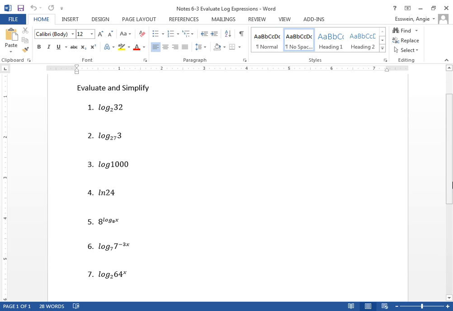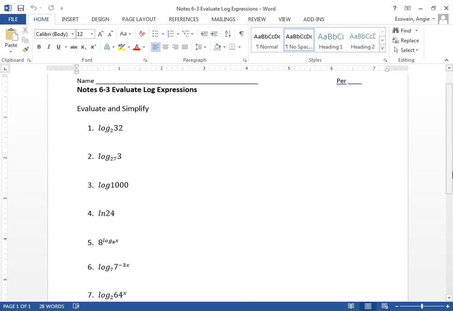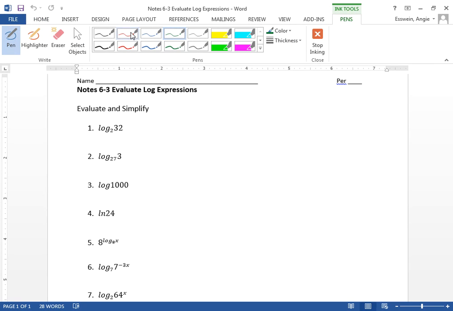Okay, so this is 6-3, evaluate log expressions. Evaluate and simplify. So log base 2 of 32, if I want to just evaluate that, it'll look familiar to you if you just say equals x, and we're trying to solve for x. As you know, just to make sure it's in your notes, you would rewrite this in exponential form.